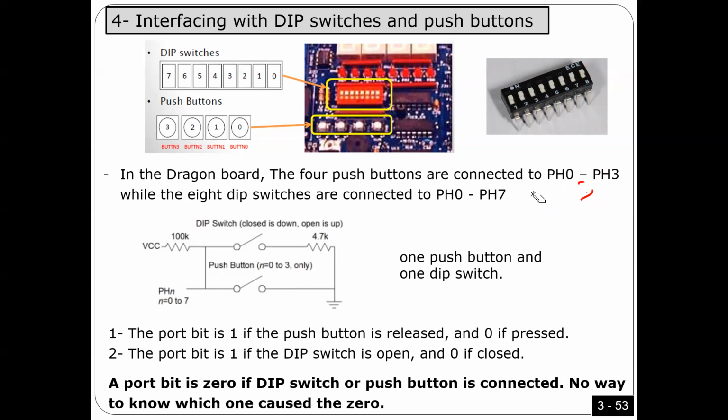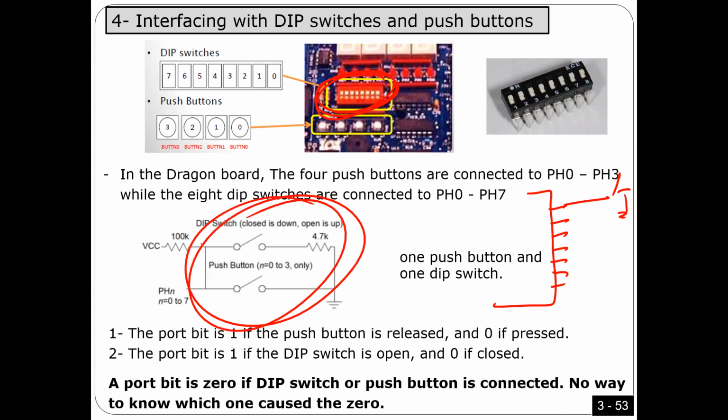Anyway, so as you see here on the board, guys, we have 8 switches, very small switches. These switches are connected to port H. Port H should have 8 pins, and every pin is connected to one switch. If the switch is open, there is a circuit here, I'm going to explain the circuit, that puts 5 volts on the pin.